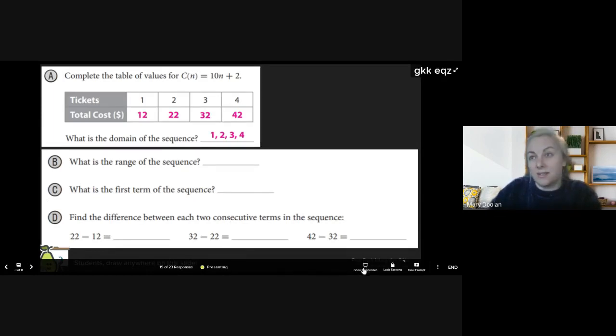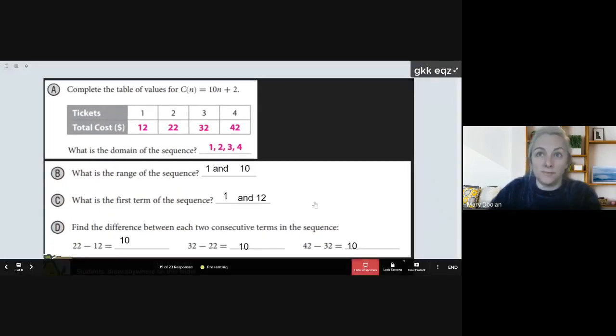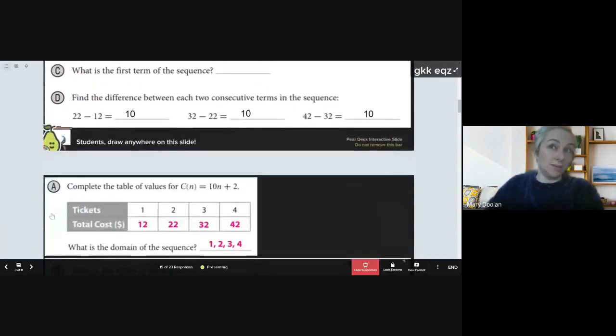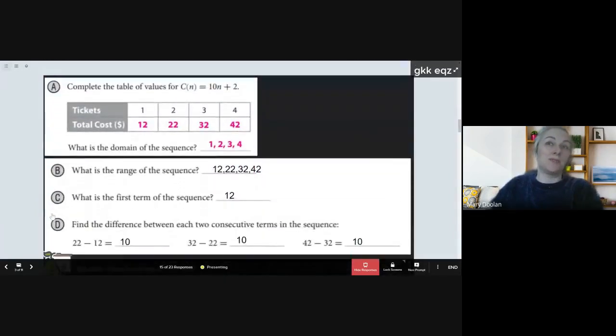All right, so let's take a look at some of the responses we're coming up with. The first question, what is the range of the sequence? Here we go. This is what we want. The range of the sequence is 12, 22, 32, 42. This is absolutely correct. Next question, what is the first term in the sequence? 12 is correct. Okay, good. The first term of the sequence is 12.